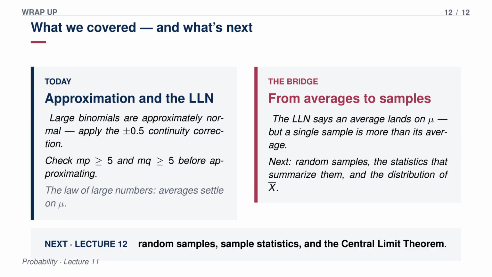So next up, Lecture 12. Random samples, the statistics we use to summarize them, and the central limit theorem. The grown-up version of that bars become a bell trick we saw today. Now for almost any average.